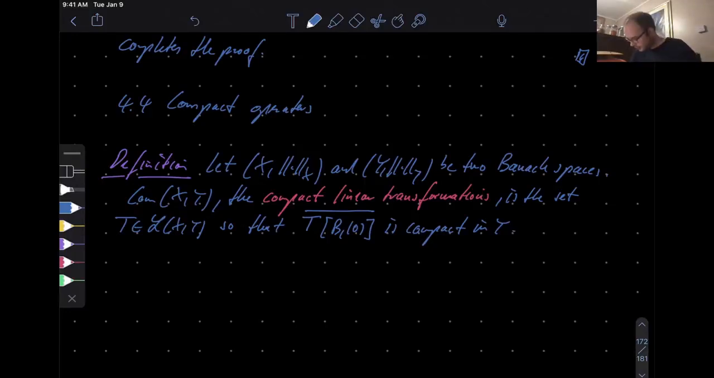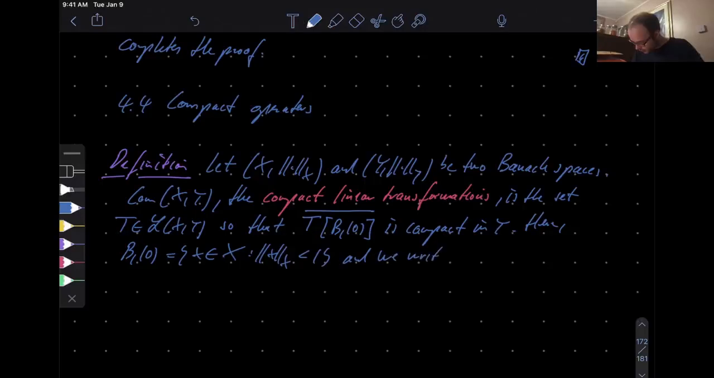Here, B_1(0) is the open unit ball in X. And in case you're working with operators, so X equals Y, I will just write COM(X) for COM(X,X).